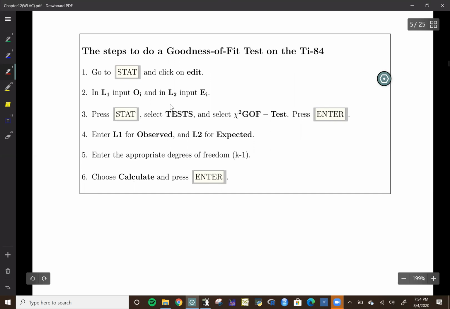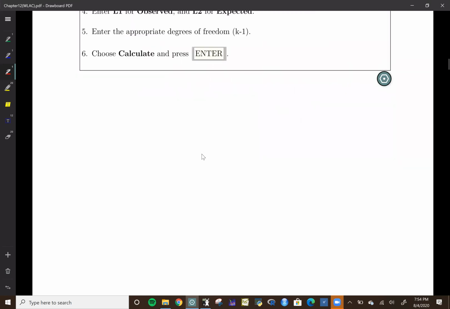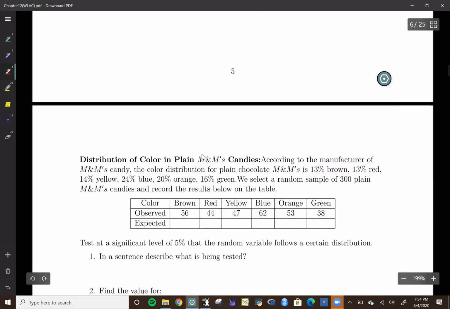Any questions for the TI-84? Cool. So let's scroll on down. We're going to do our very first problem.